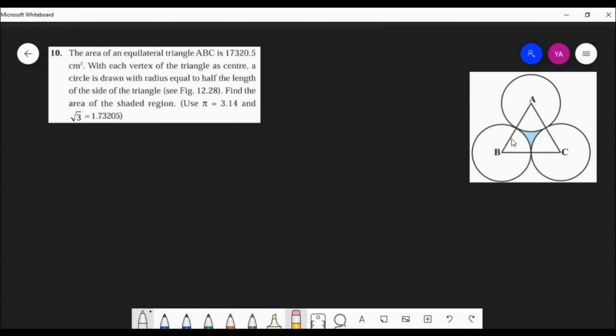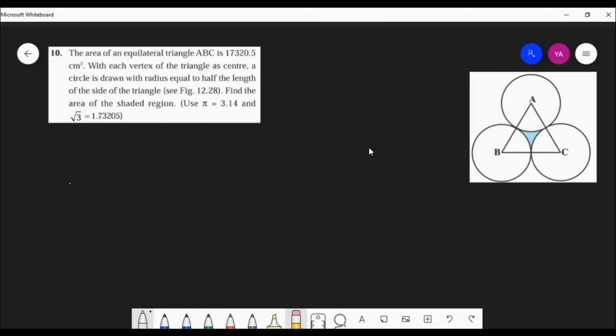So in any method, first we need to get the radius of the circle. For that, we need to find the side length of the equilateral triangle. Then taking half, we will get the radius. So how can we find the side length of an equilateral triangle? Use the formula to find the area of the equilateral triangle and substitute the given area 17,320.5 and do the reverse step, you will get the side.